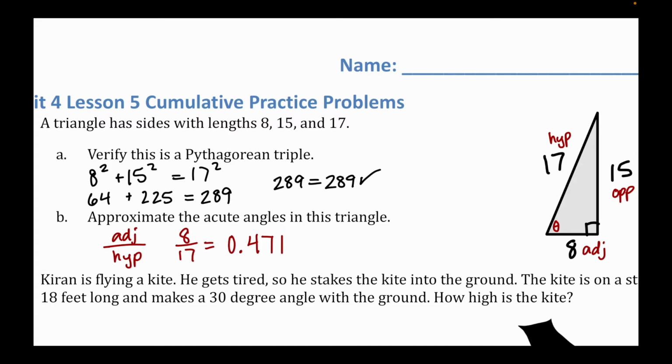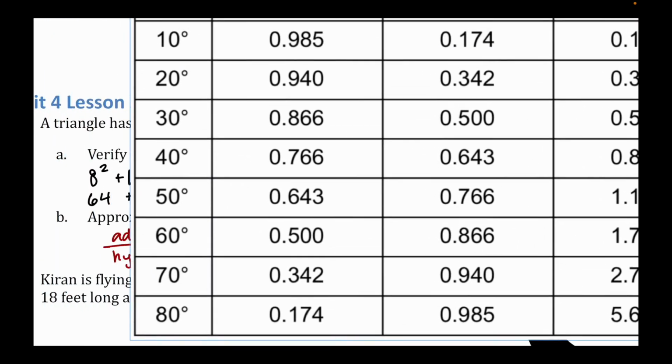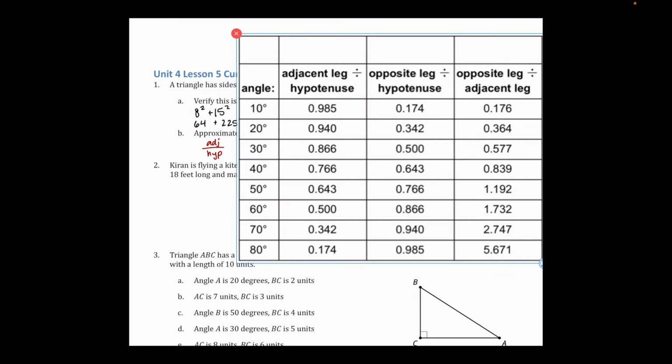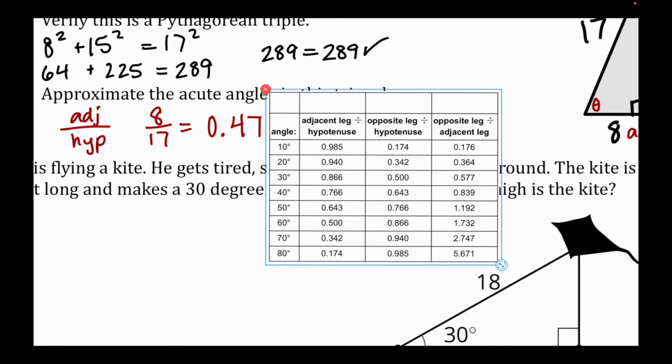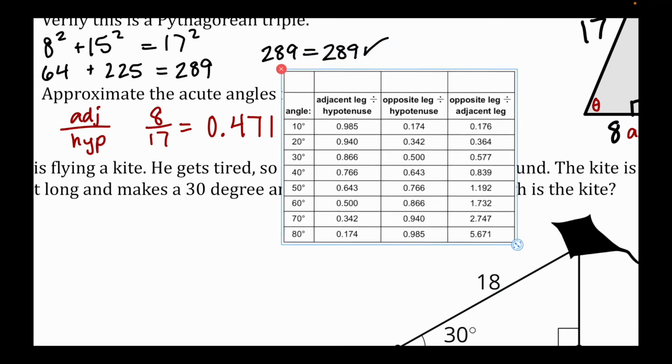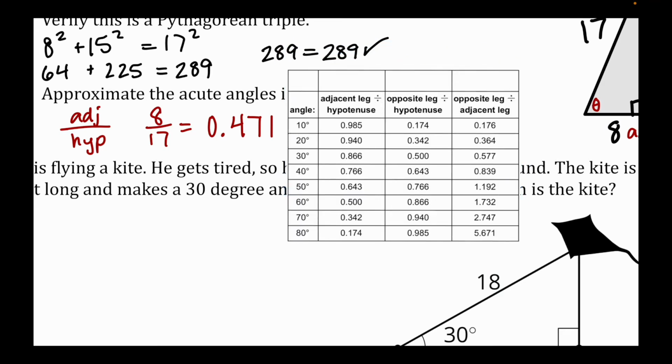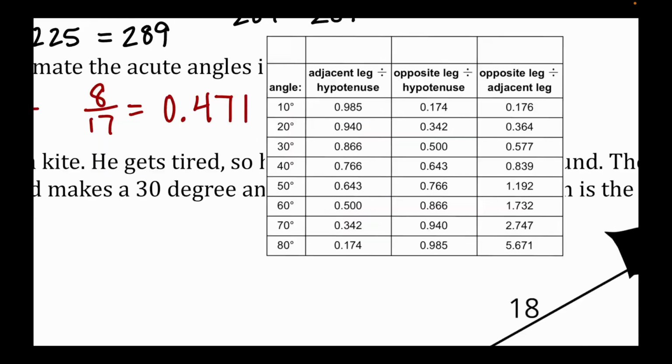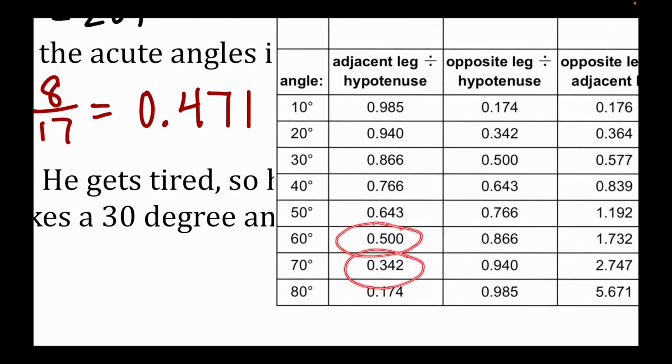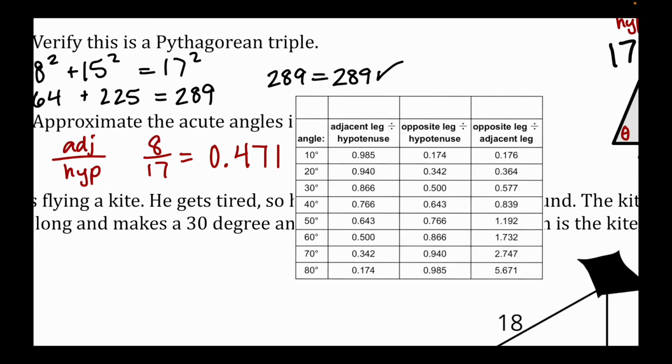So now this is where the table comes into effect. Let me get my large table here. I'm zoomed in, forgot about that. It's a pretty big one. Okay, so I'm going to try to compare that 0.471 to anything in my adjacent over hypotenuse column. And I don't see anything matching it exactly. I have 0.342 and I have 0.5. One of these is smaller and one of these is bigger. So that tells me this is probably going to land somewhere in between those two things.